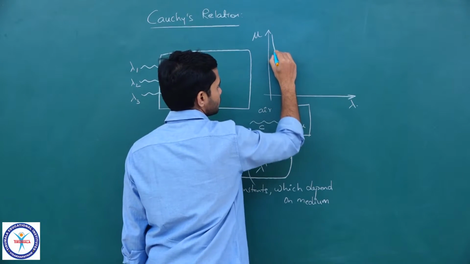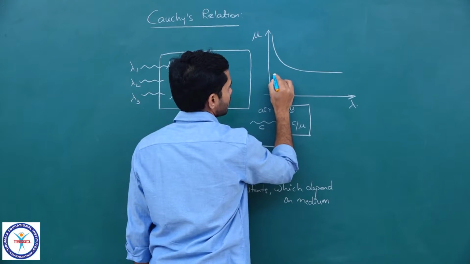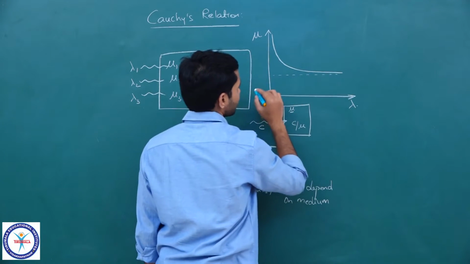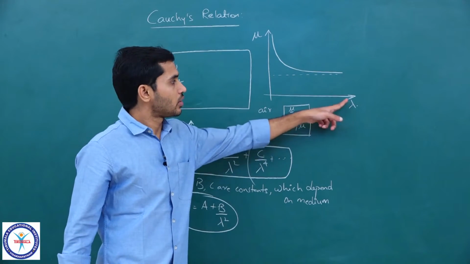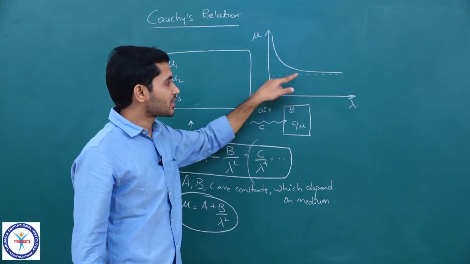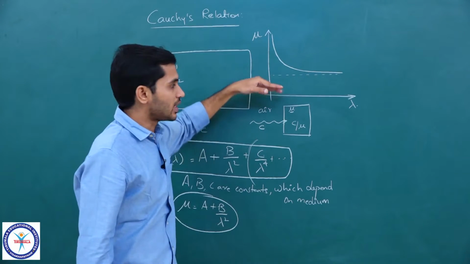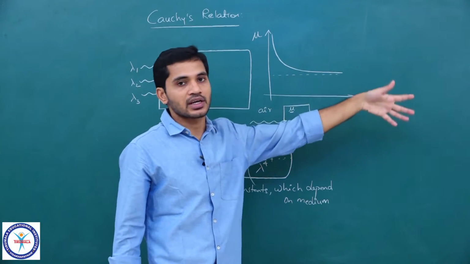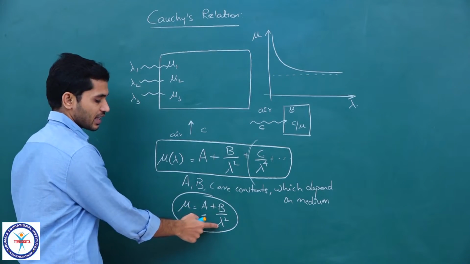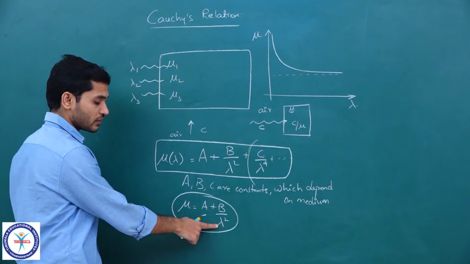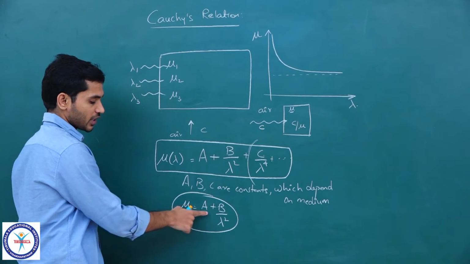So, it is like this. It becomes constant at a particular value. As lambda becomes very large, you can see that the refractive index becomes a constant value. It does not change much for higher lambdas, and what is that value? That constant is A. As lambda tends to infinity, the value of mu tends to A.